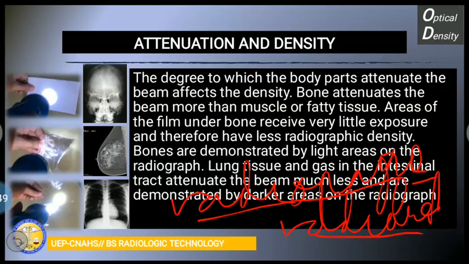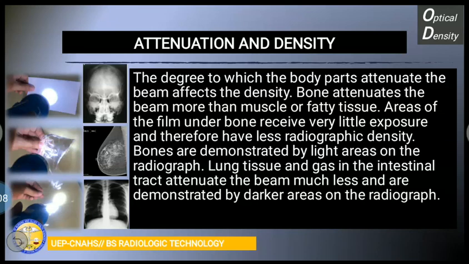If the appearance on the radiograph is white, that is radiopaque. If it is black, that is radiolucent. It is based on the property of attenuation. If there is a lot of attenuation, of course it is white. If the radiation just passes through, it is black.